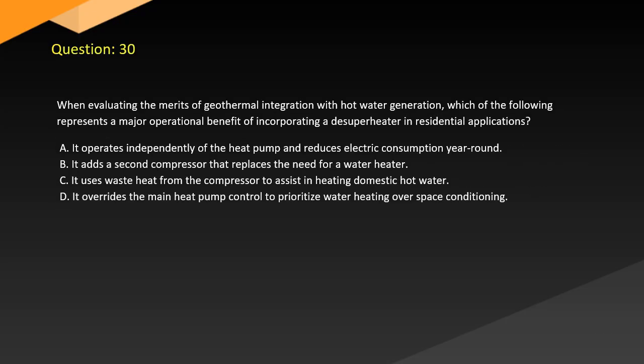Question 30. When evaluating the merits of geothermal integration with hot water generation, which of the following represents a major operational benefit of incorporating a desuperheater in residential applications? A. It operates independently of the heat pump and reduces electric consumption year-round. B. It adds a second compressor that replaces the need for a water heater. C. It uses waste heat from the compressor to assist in heating domestic hot water. D. It overrides the main heat pump control to prioritize water heating over space conditioning.